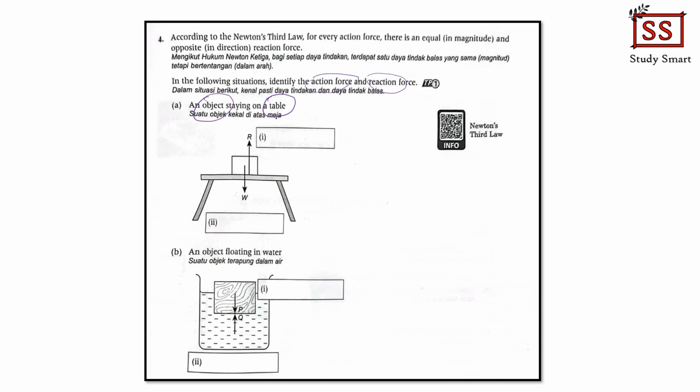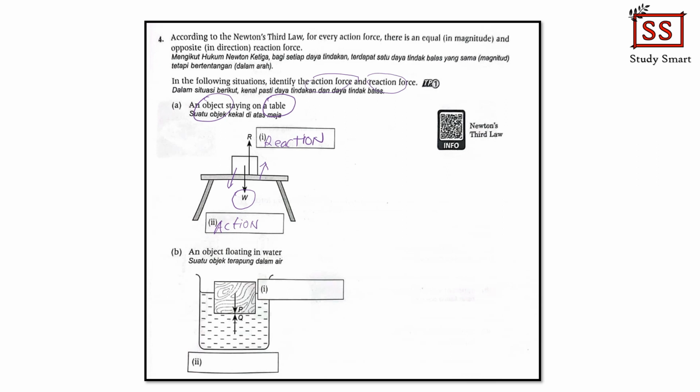It is W, right? W is the action force because W is the force exerted by the object on the table, as I taught you just now. For the normal force, the action force will be facing downwards because the object exerts it on the table. So the force direction should be downwards, and the force the table exerts on the object will be in the opposite direction, which is upwards. So this R is the reaction force.